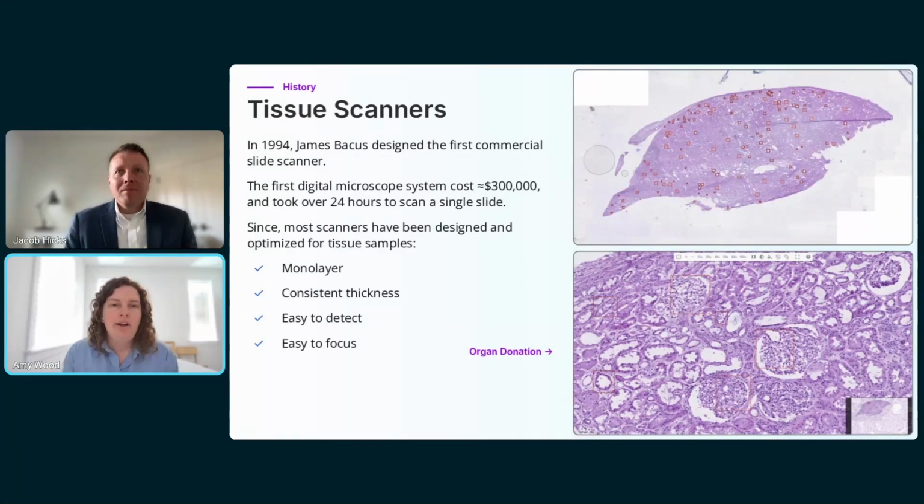So these ones were a good first step, right? They're a bit easier to focus on because they are sort of this monolayer. There's a consistent thickness across the sample. It's very easy to tell where the sample is versus where it isn't in the top image here. And in the bottom image, you can see that we're focusing on really large objects, the whole cell. And so it's easier for the scanners to find focus on these types of samples.